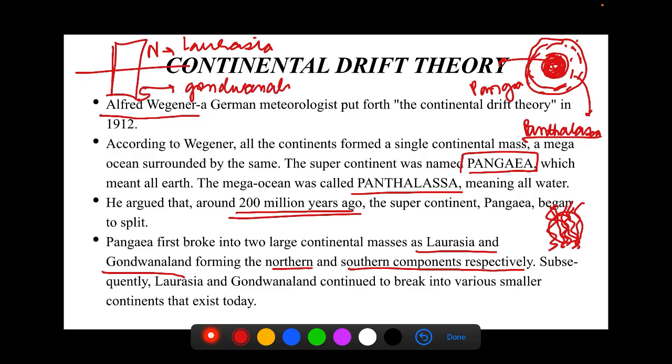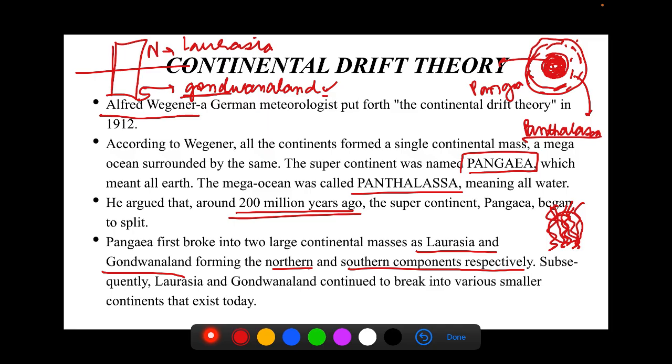And you will be proud to know that these were the Gond tribes of India, which currently also live in Madhya Pradesh, after which the name Gondwana land was kept. Subsequently, Laurasia and Gondwana land continued to break into various smaller continents that exist today.